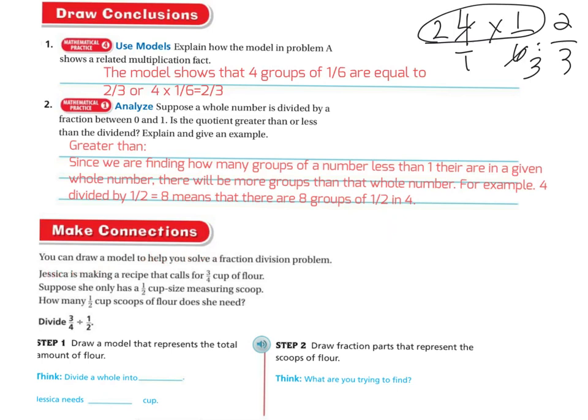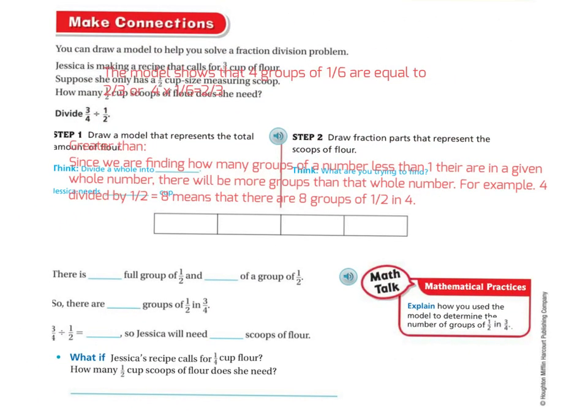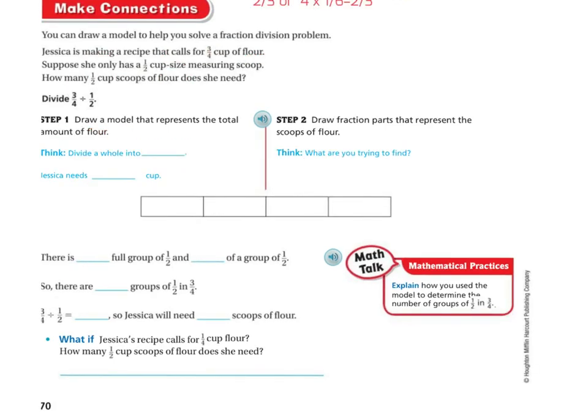It means that there are going to be 8 groups of 1/2 in 4. Let's make a connection. You can draw a model to help you solve a fraction division problem. Jessica is making a recipe that calls for 3/4 cup of flour. Suppose she only has a 1/2 cup size measuring scoop. How many 1/2 cup scoops of flour does she need? So we're dividing 3/4 by a half. Step 1, draw a model that represents the total amount of flour.